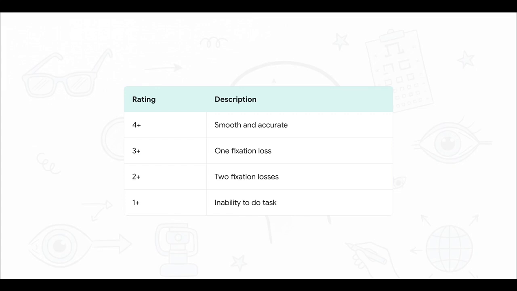A perfect 4+ means the eye movements were perfectly smooth and accurate. Easy. But as you go down the scale, you start seeing the degradation of control. A 3+ indicates maybe one loss of fixation or a slight undershoot. A 2+ means you're seeing gross overshooting or undershooting, or maybe two fixation losses. And a 1+ is the absolute bottom of the scale. That means an outright inability to do the task, multiple fixation losses, or that uncontrolled head and body movement we talked about a minute ago.